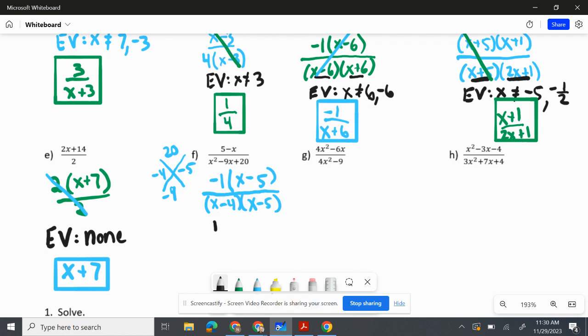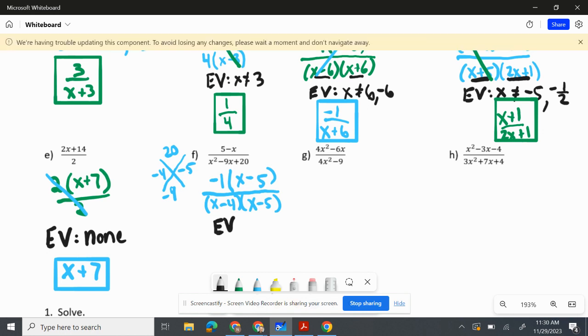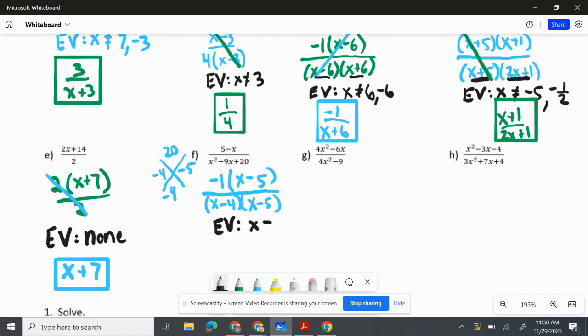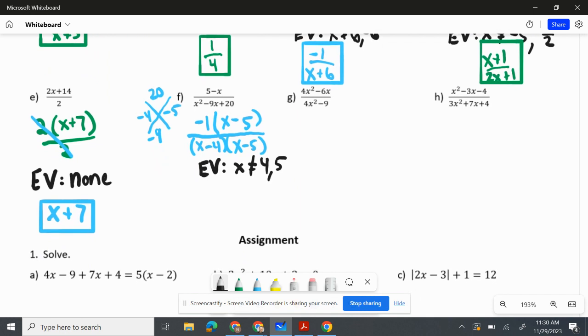When I'm stating my excluded values, once again, it's what gives me 0 in the denominator. So x cannot equal 4 and 5. Now I'm going to cancel. The x minus 5's cancel, and my answer is negative 1 over x minus 4.